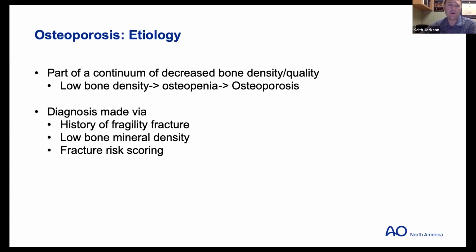It's part of a continuum. We start out as we lose bone mineral density, we go to low bone mineral density, to osteopenia, finally to osteoporosis. The diagnosis is made in a number of different ways: a history of fragility fracture, low bone mineral density on DEXA scan, or now a CT scan with low Hounsfield units, or a fracture risk scoring system, or the FRAX system, can all trigger the diagnosis.